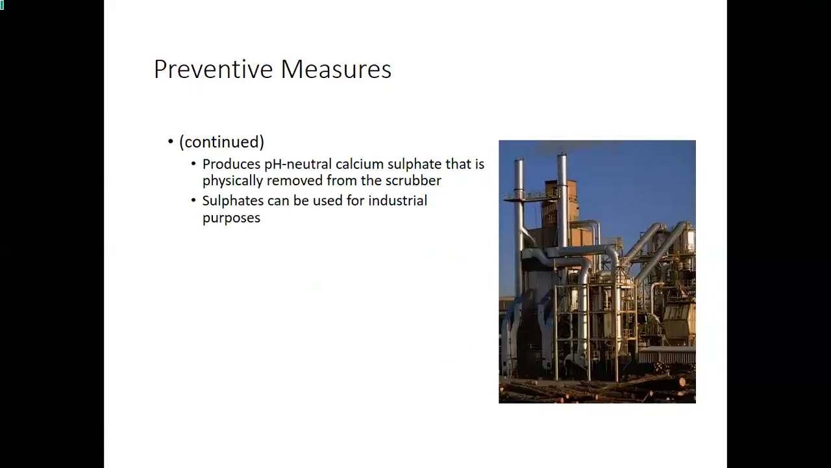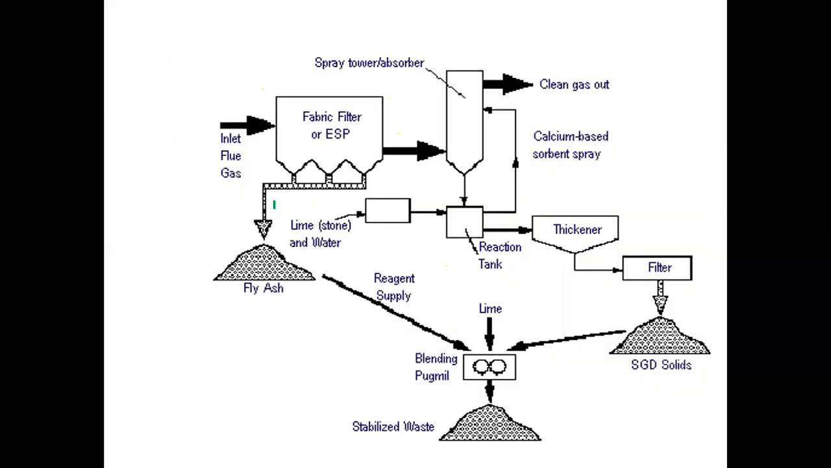So when we use scrubbers, what happens? We have pH neutral calcium sulfate that can be removed from the scrubber. Then this calcium sulfate can be used for any other purpose. It is a byproduct of wet scrubbers. So now this is one air pollution control unit.